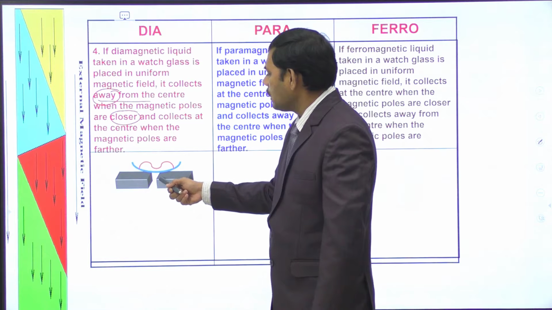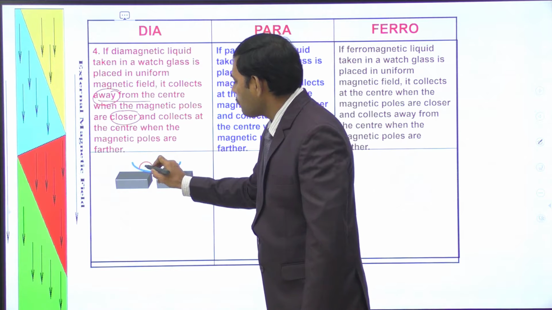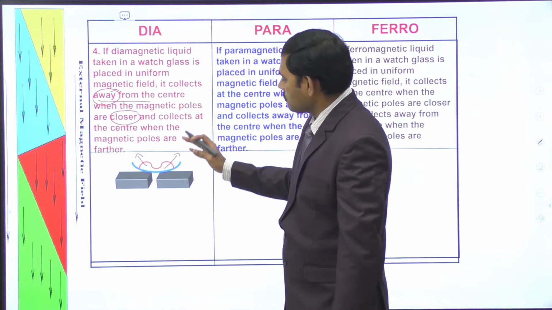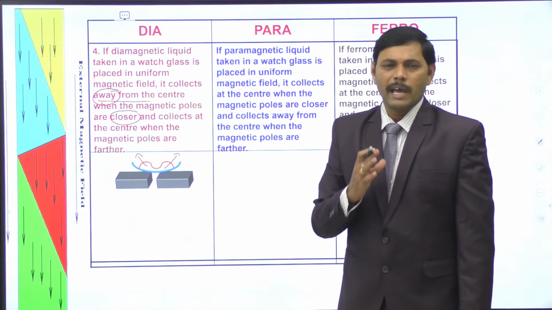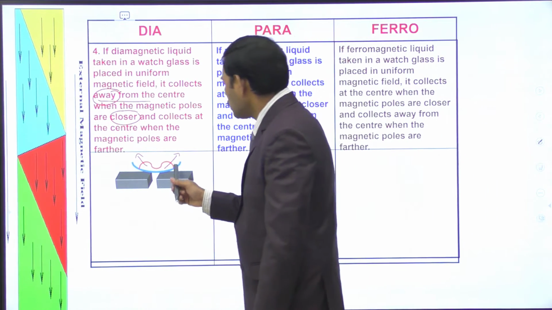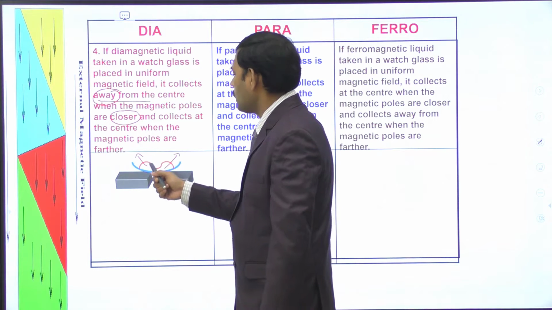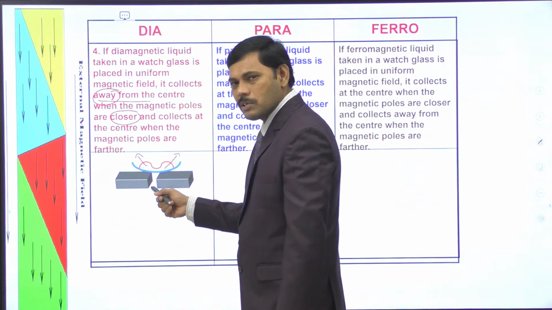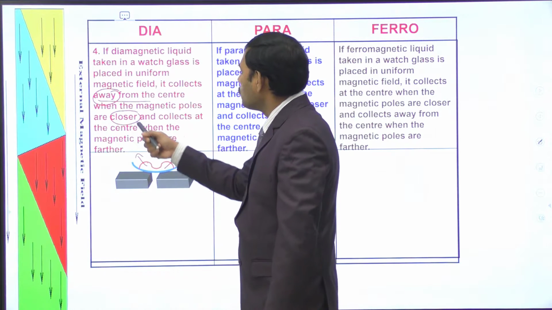So what is the property of diamagnetism? It is feebly repelled. So it gets repelled so that it collects away. Diamagnetic substances are feebly repelled by the magnet. Because of that reason, if a diamagnetic liquid is poured in a watch glass and kept in a magnetic field such that the poles are very close to each other, the diamagnetic substance gets repelled and moves away.